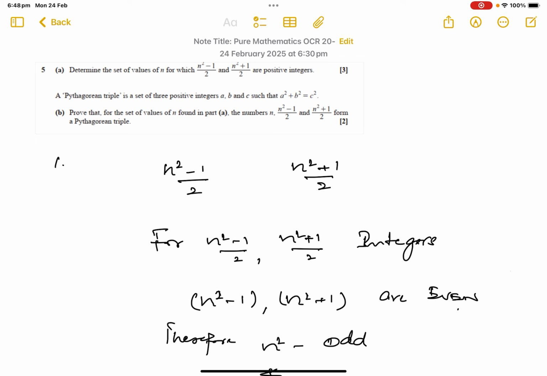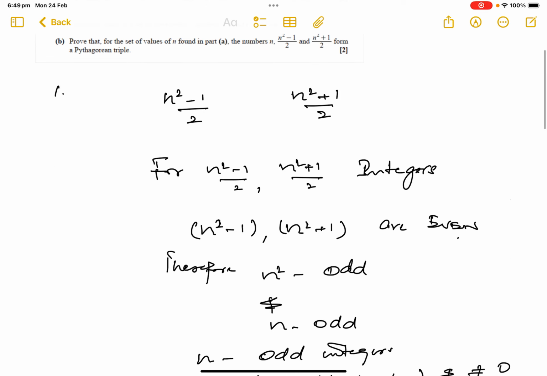Determine the set of values of n for which (n squared minus 1) divided by 2 and (n squared plus 1) divided by 2 are positive integers. Let's do this part. (n squared minus 1) divided by 2 and (n squared plus 1) divided by 2 are both positive integers.